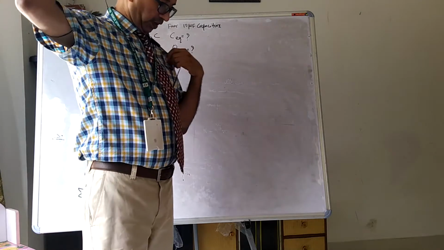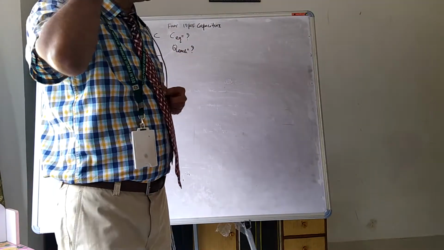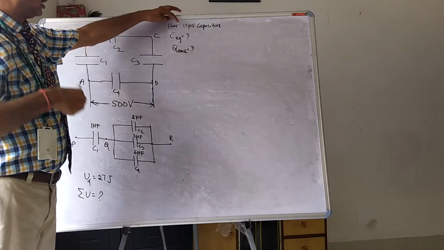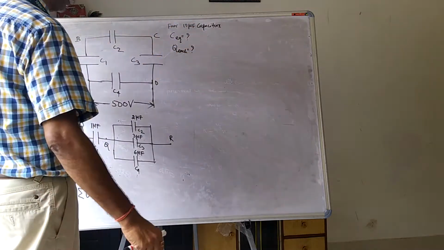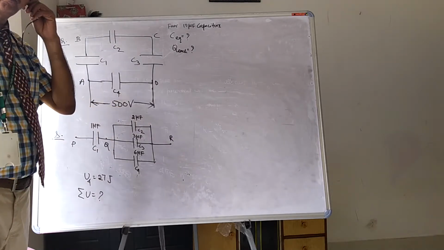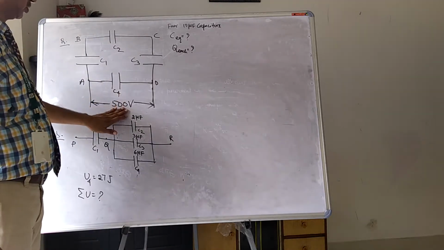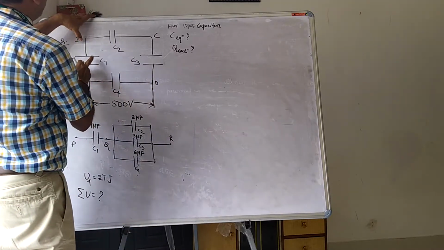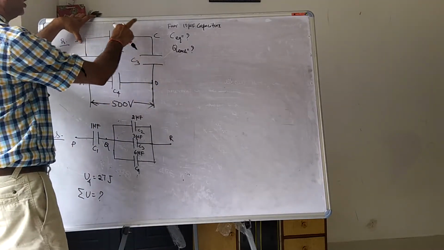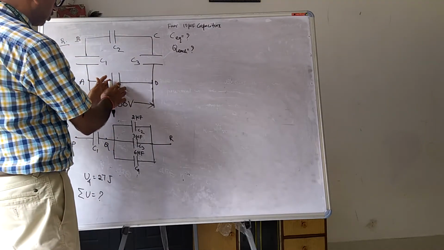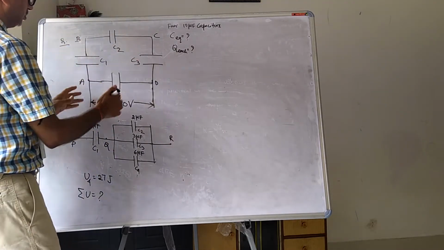Here, let's solve this numerical. In this numerical, we are given four capacitors of 10 microfarad each, connected in such a way, and the potential drop has been shown as 500 volt over here. Now in this diagram we can see that capacitors C1, C2, C3 are connected in series, while C4 is connected in parallel with that combination.